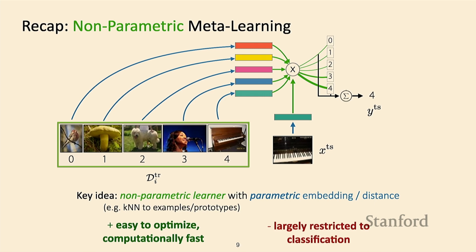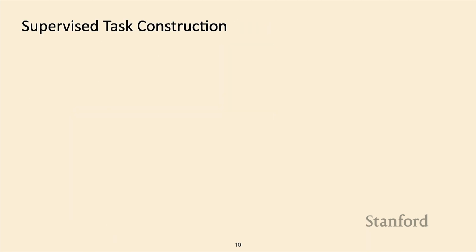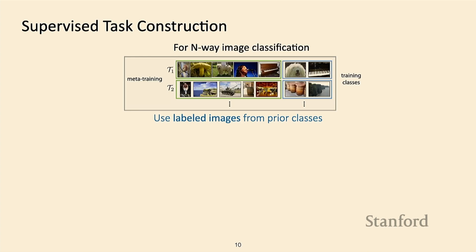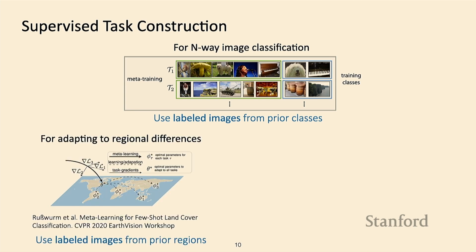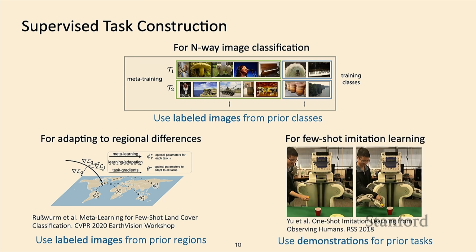Great. And so as you are hopefully seeing in homework 2, this can be easier to optimize and computationally faster, but it is largely restricted to classification problems. And then lastly, in terms of the task construction process, what we've seen in the first 2 homeworks is n-way classification problems. But the same ideas can be applied to having different tasks correspond to different regions or different robotics tasks. And in all of these settings, you need to construct a set of tasks using a significant amount of labeled data.